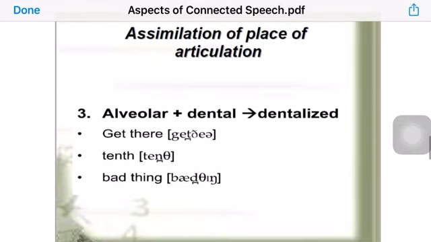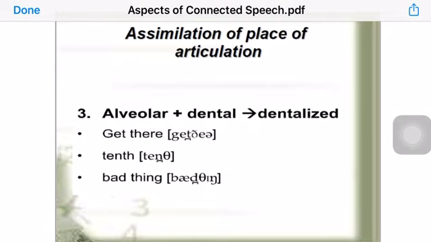The other case, which is also related to place of articulation, is when we have velar plus dental. Dental, meaning a sound made with the teeth. Alveolar is a sound at the front of the mouth.